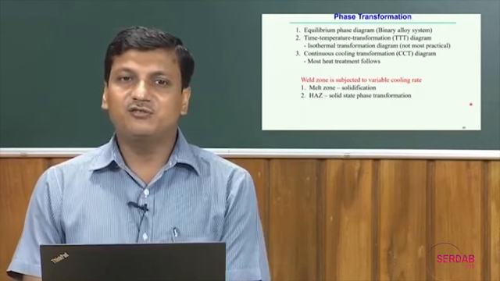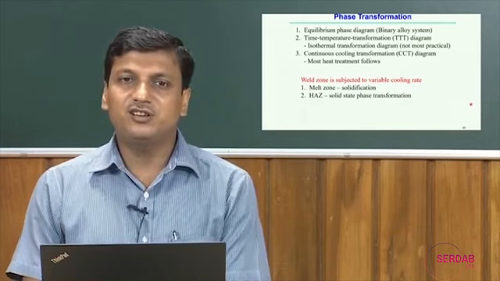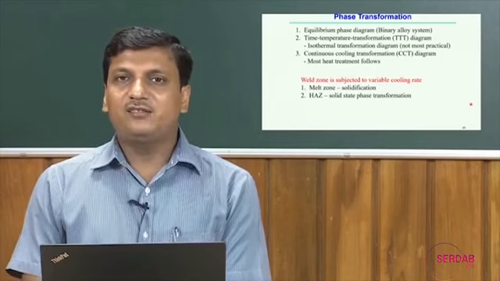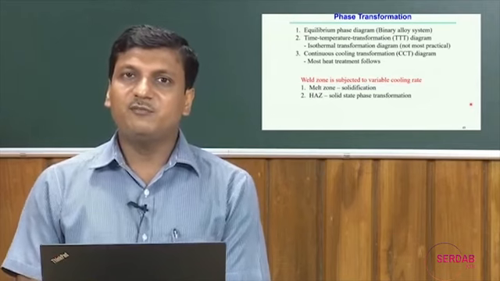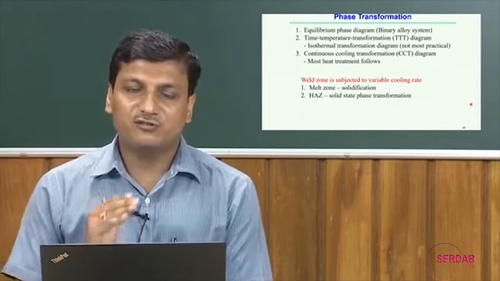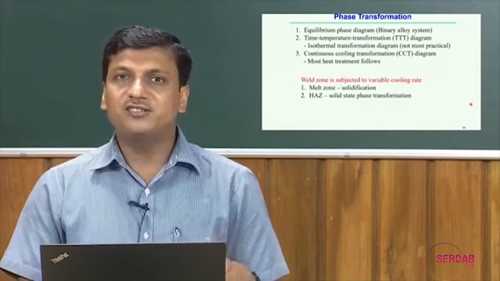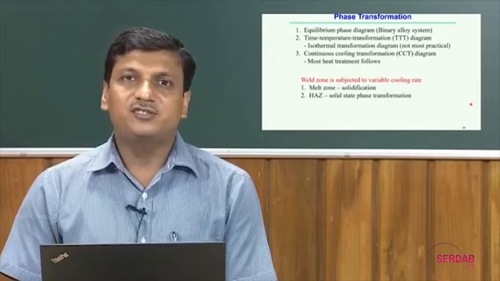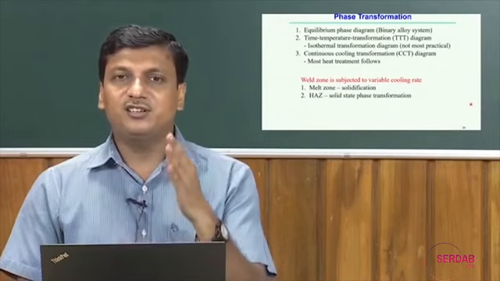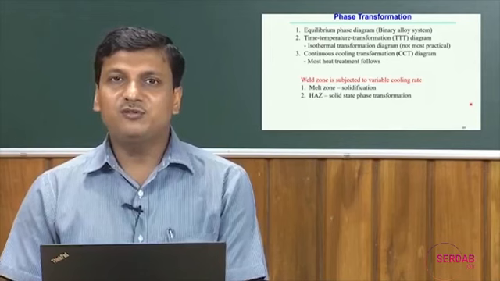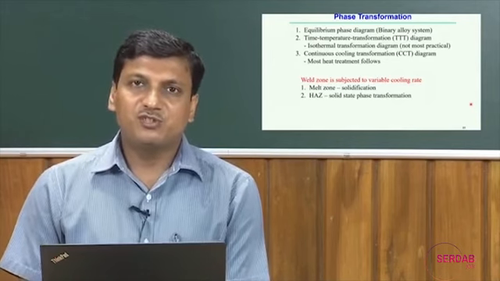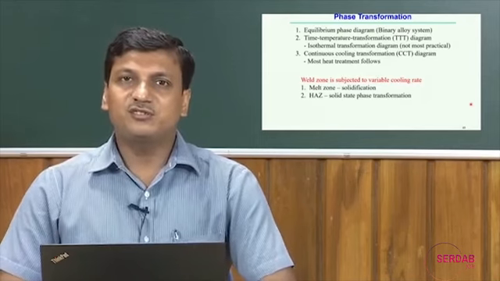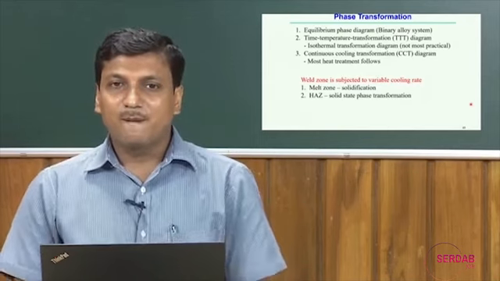Similarly, in the case of the continuous cooling transformation, that is called the CCT diagram. Here also we can plot the transformation diagram following a constant cooling rate, and here the y axis normally represents the temperature, and the x axis represents the time. So, these are the three different diagrams we normally use to explain the phase transformation, and in all these cases we are assuming that it is a binary alloy system.